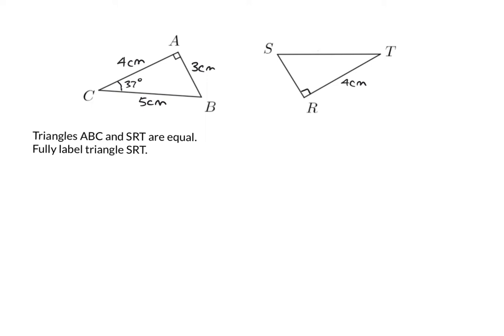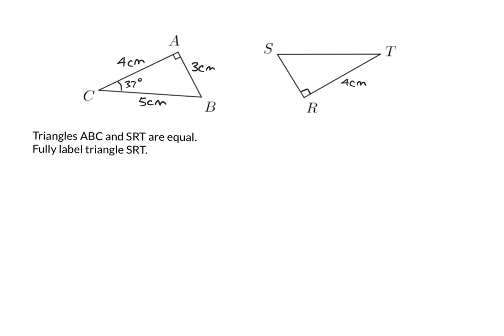So we'll look at a couple of questions. Here we have triangles ABC and SRT, and they are equal. They ask you to fully label triangle SRT. So there's no proving with this. You don't need to have any statements with this. You just need to actually write them on. But let's have a look.